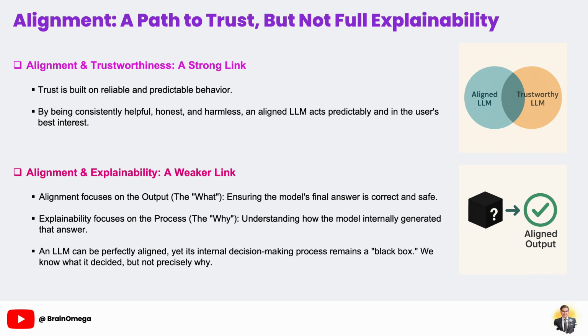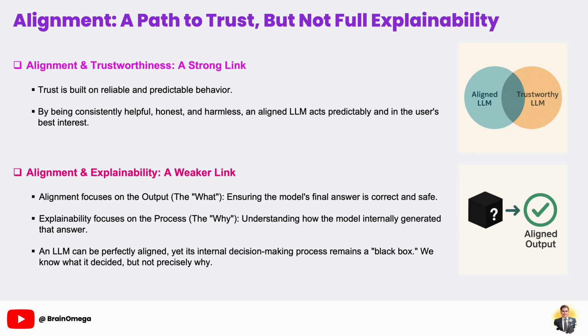Alignment is primarily concerned with the output, the what. It asks, is the model's final answer correct, safe, and useful? We are validating the quality and safety of the end product. Explainability, on the other hand, digs into the process, the why. It seeks to answer how exactly did the model navigate its billions of parameters to generate that specific output.